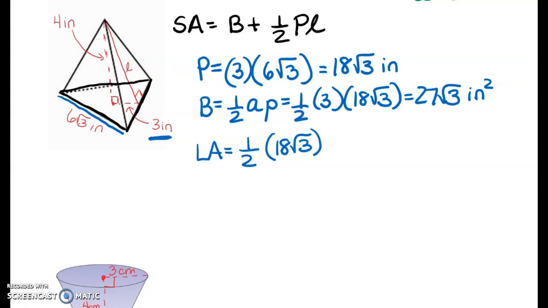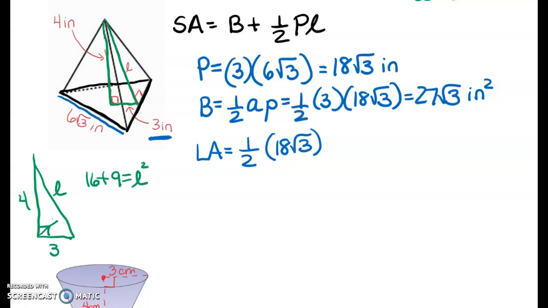But what do you notice here? I don't have my slant height, but I do have a nice right triangle that has my slant height as the hypotenuse. So if I draw my triangle, this is my slant height. I'm told that this is 4 inches and that this is 3 inches. So I know that 4 squared, 16, plus 3 squared, 9, is my slant height squared, because that is my hypotenuse. So 25 is my slant height squared. So my slant height is 5.